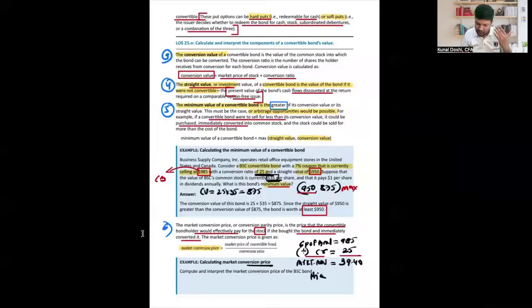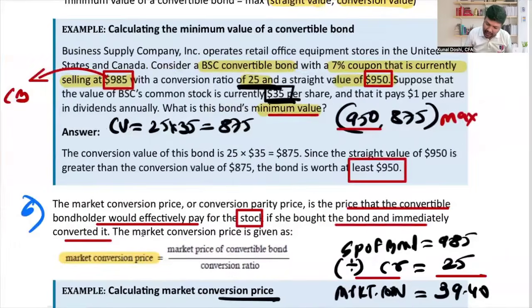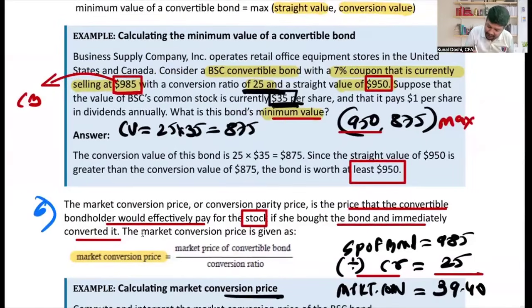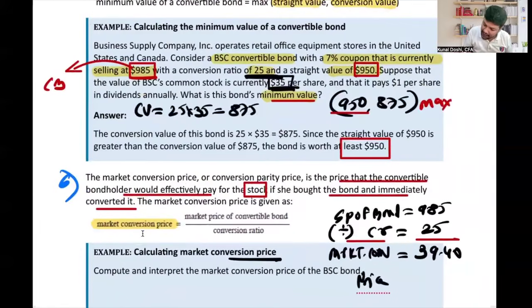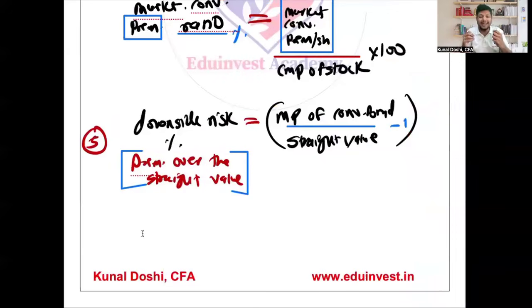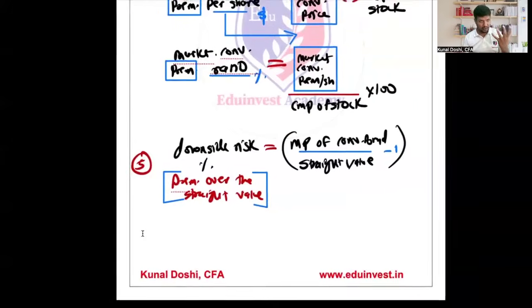Let's say in this case, you bought this bond at a market price of 985, correct? But the straight value of the bond is 950. So from 985, all the way it can fall to 950. So there's a $35 loss from the top. So 35 from the top, that is the downside risk. You will not face risk beyond that.